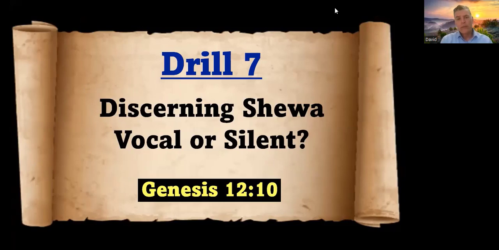I've chosen to show you drill number 7 again. This is called discerning Shewa. Is it vocal? Is it silent? This is perhaps secondary to the Dagesh, decoding Dagesh. Is it strong? Is it weak? This is another major area that trips up new students and even intermediate students.